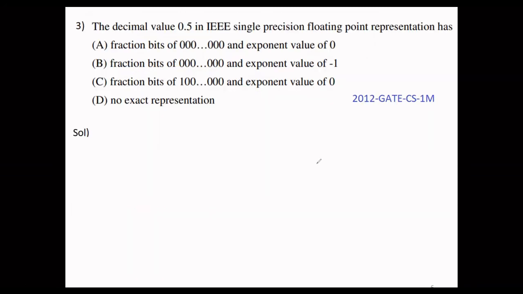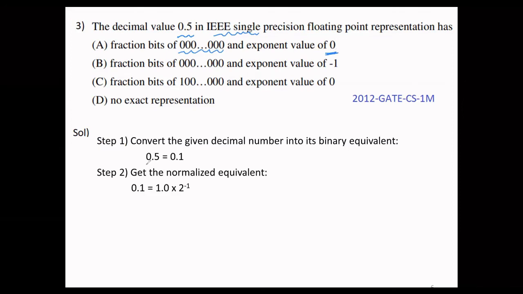Yeah, this problem is given in GATE 2012. A decimal value 0.5 is given here. We need to find out the IEEE single precision floating point representation. So what is the procedure generally? Take this decimal value, convert it into binary, and find out the normalization. In these options, he has asked only for the fraction mantissa as well as the real exponent. So let us see. Convert the given decimal number into binary first.